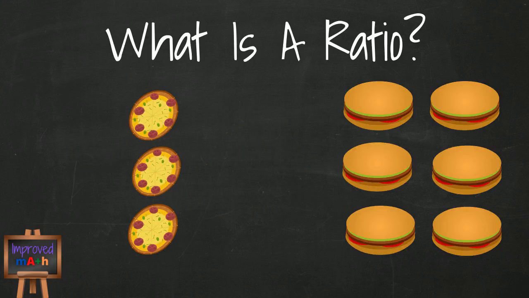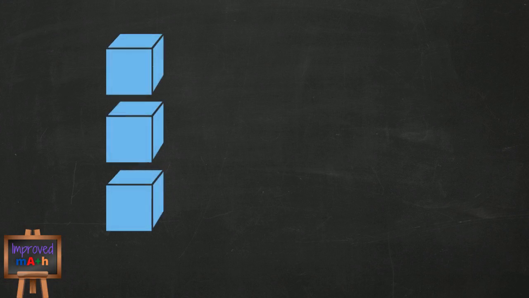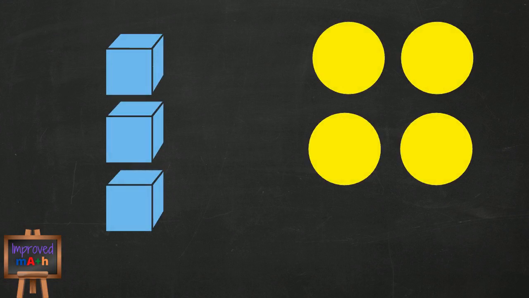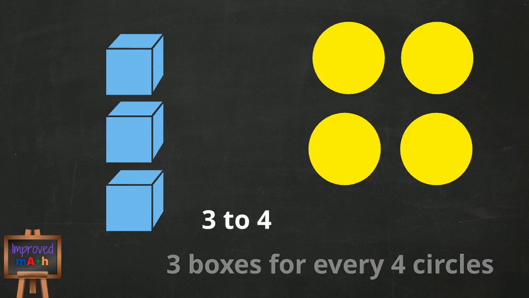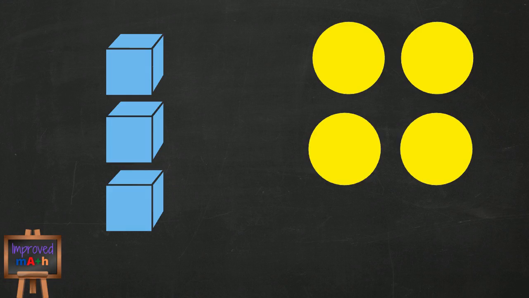Let's look at a simple example first. Here we show 3 boxes and 4 circles. If we wanted to compare the number of boxes to circles, we would say the ratio of boxes to circles is 3 to 4. Said a different way, for every 3 boxes, there are 4 circles. Now, using the same data, we could also say that the ratio of circles to boxes is 4 to 3.